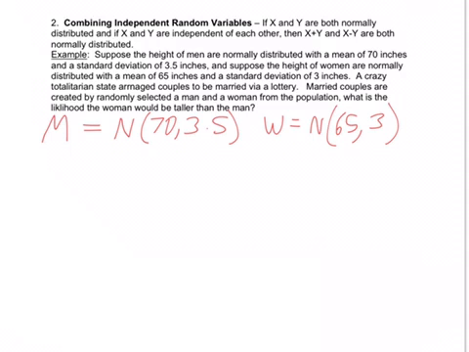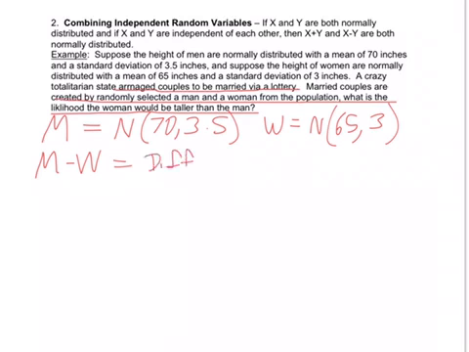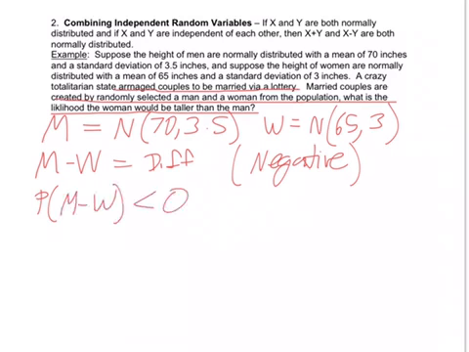Okay, I've created a situation here where we have arranged marriages where the man and woman are picked via a lottery. And so married couples are created by randomly selecting a man and a woman from the population. What's the likelihood the woman would be taller than the man? So if you look at the value of M minus W, that would be the difference in heights. Now, if the woman is taller, that means M minus W would be taking a negative value. So what we're looking for is the probability that M minus W would take a value less than 0.